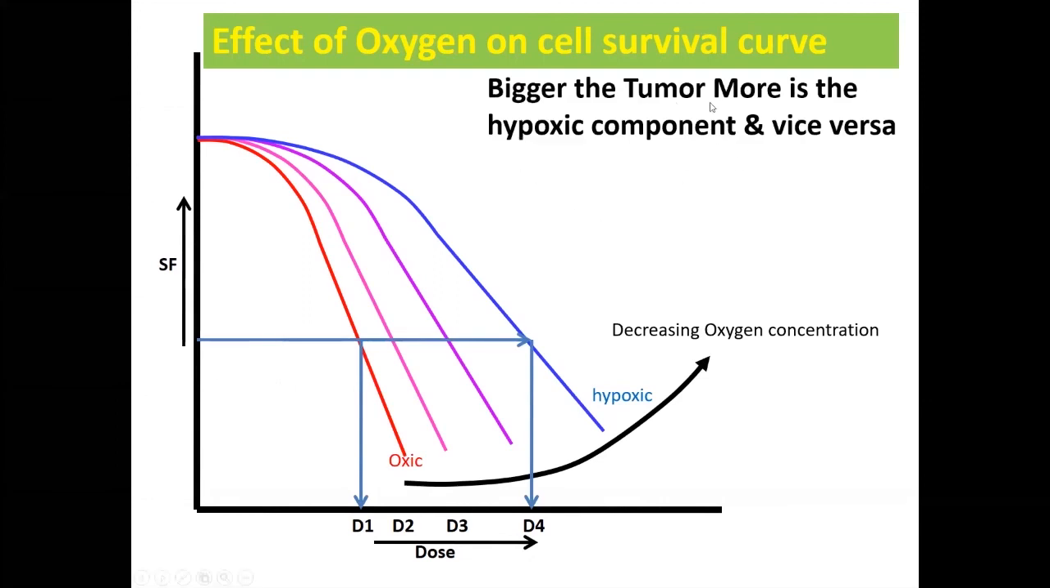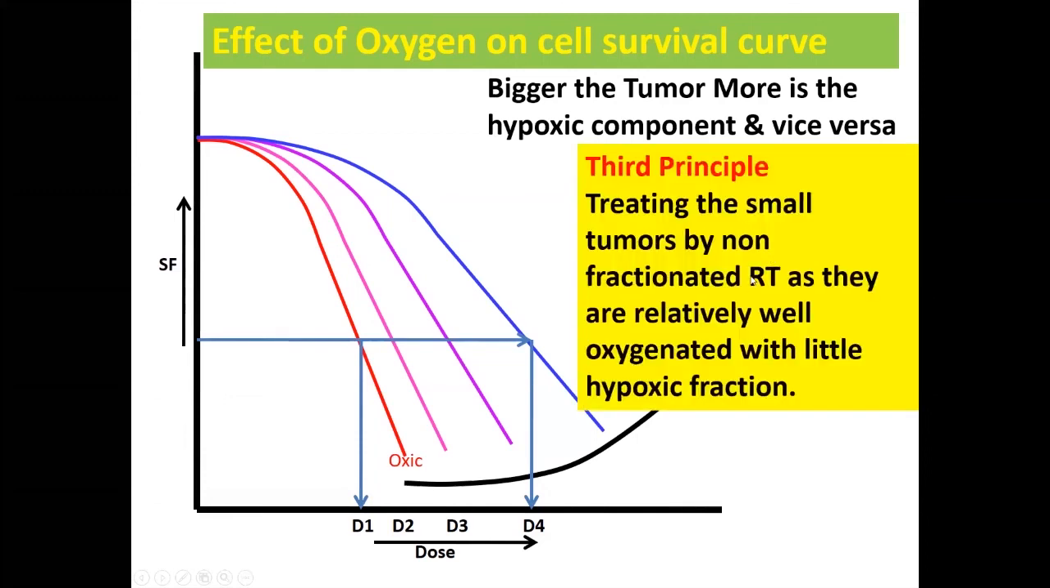So how do we overcome the problem of hypoxia? There are two, three ways. One is based on this knowledge that the bigger the tumor, the more is the hypoxic component. So we try to treat only lesions that are small with non-fractionated radiotherapy, because the smaller the tumor, the lesser the hypoxic component and they are relatively well oxygenated.